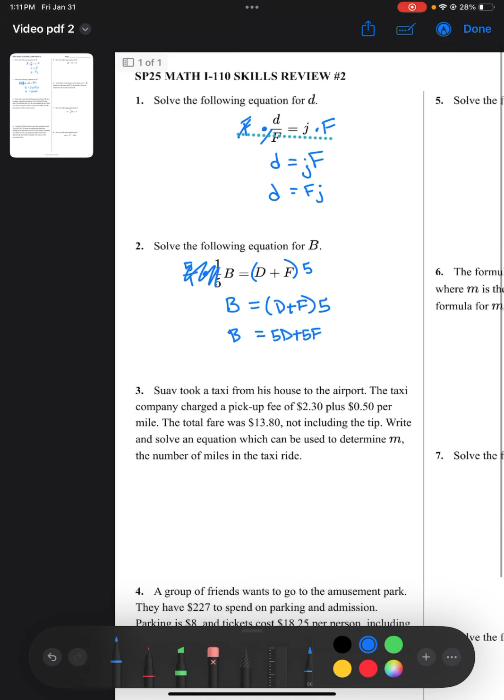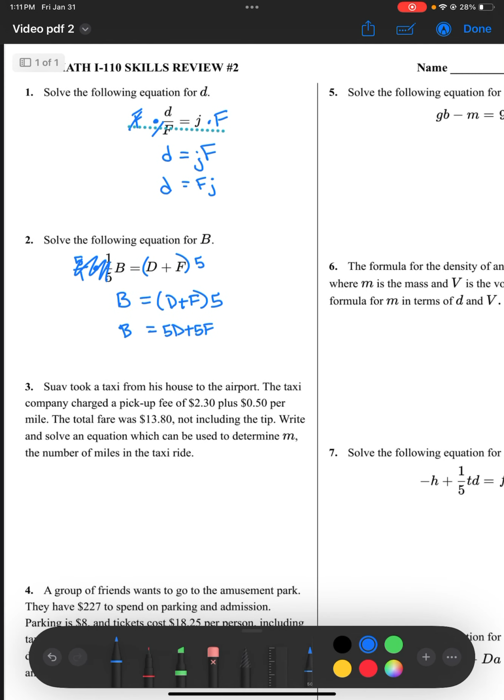Number 3 was our word problem. So we have the taxi company charged a pickup fee of $2.30 plus 50 cents per mile. So now we know, per is going to be our times our variable, which is M down here. And then they have a total fare of $13.80. So if you think about it, like in class, we talked about how we have in our equations our B, or mx plus b.